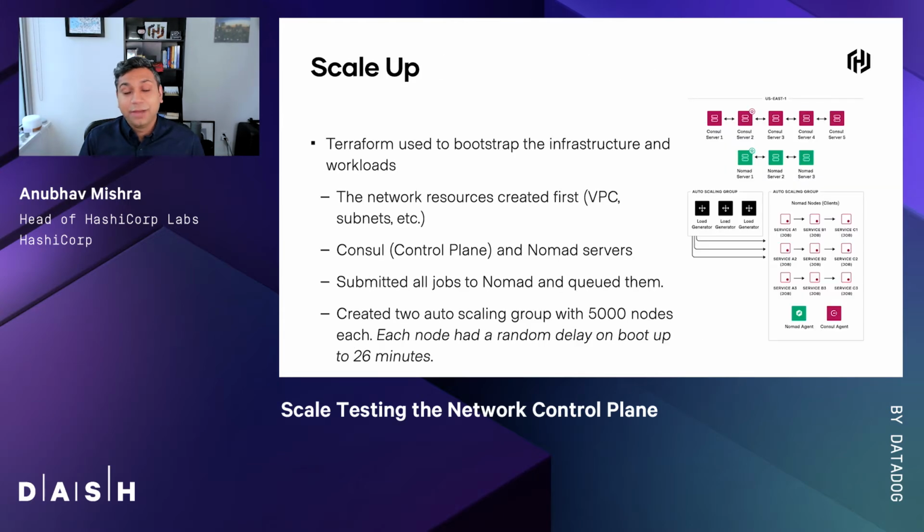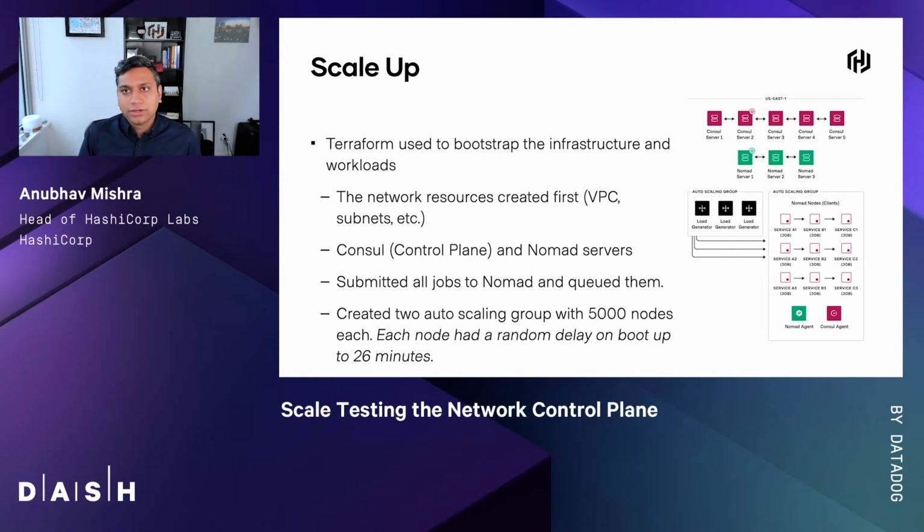To scale up all of the infrastructure, we used Terraform to bootstrap the infrastructure and the workloads. I'll be leaving a link to the GitHub repository that has the Terraform configuration, so if you want to try this out, you can. Essentially, the network resources, VPC subnets, Consul control plane, and Nomad servers were all set up using Terraform, and it also submitted all the jobs to Nomad and queued them up. We wanted to make sure that as soon as the nodes come online, we scheduled workloads on them. Again, cost was a big factor, so this was important here.